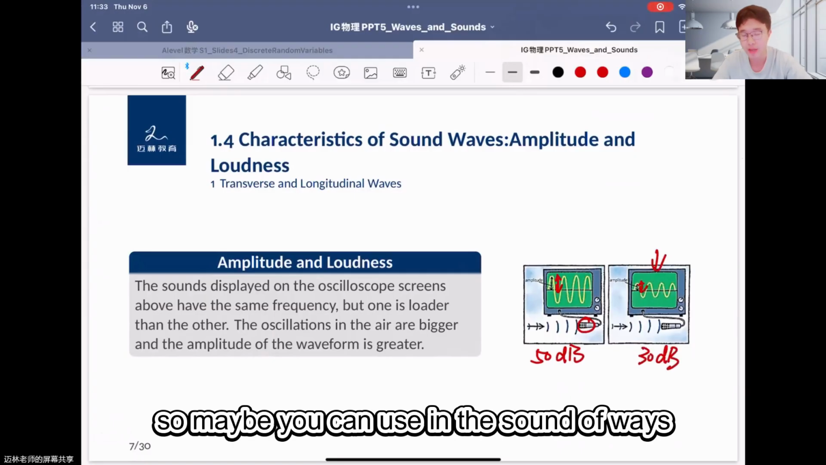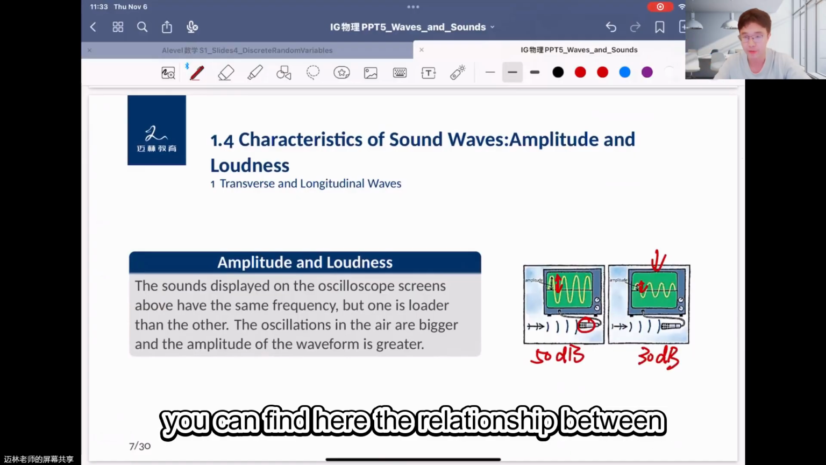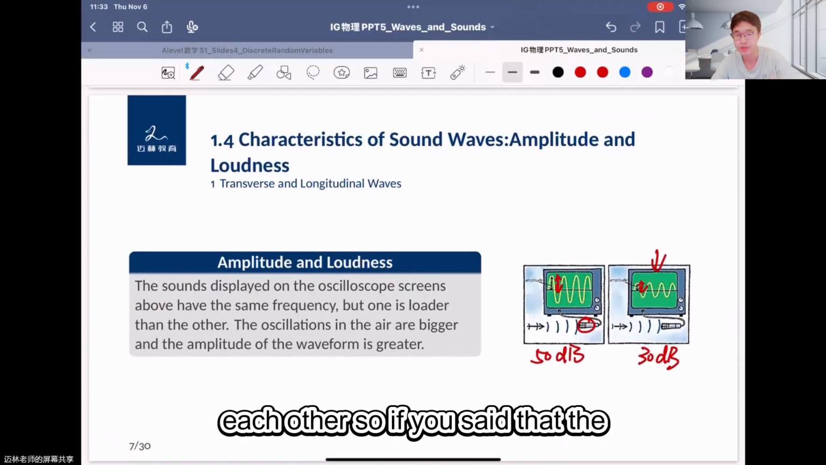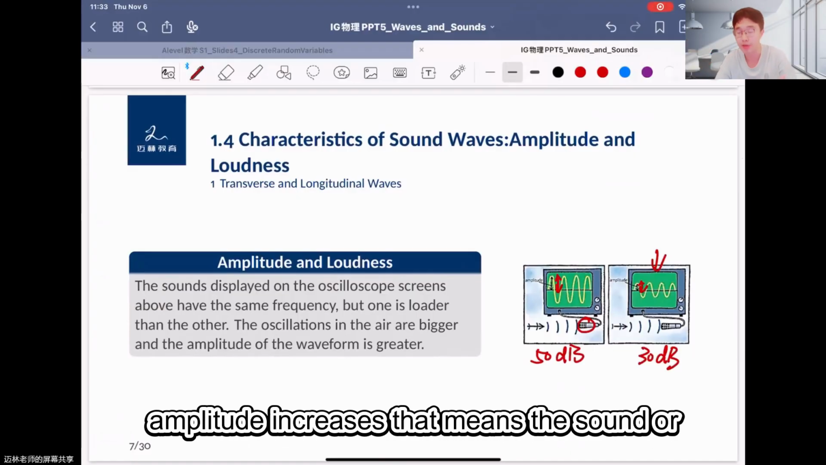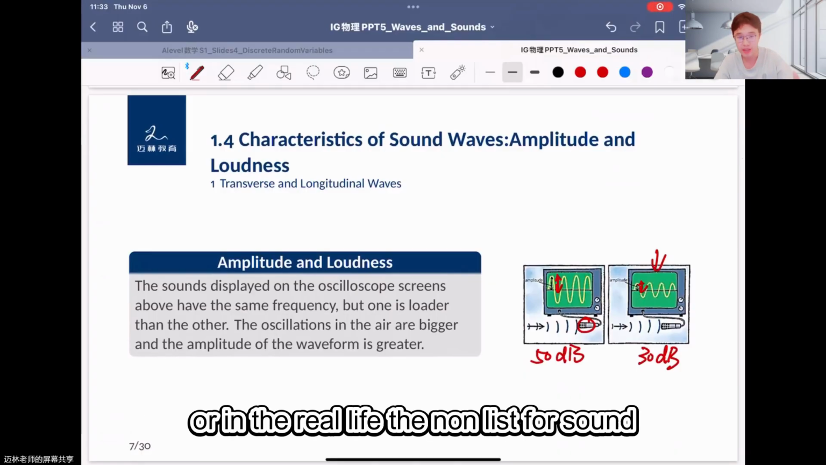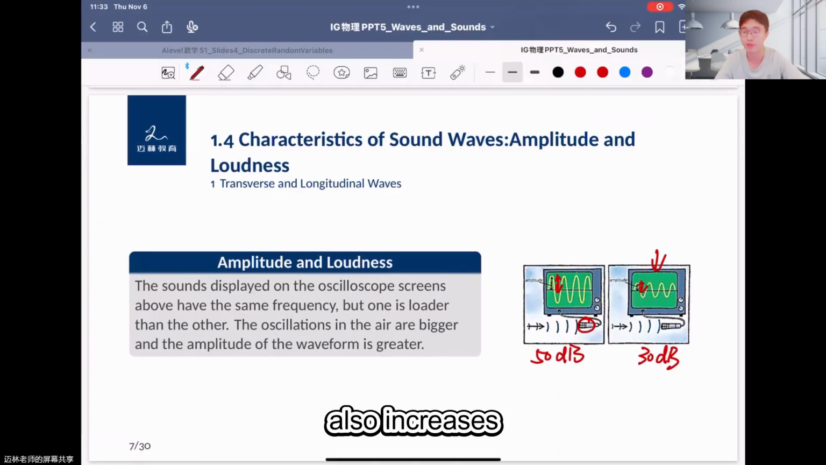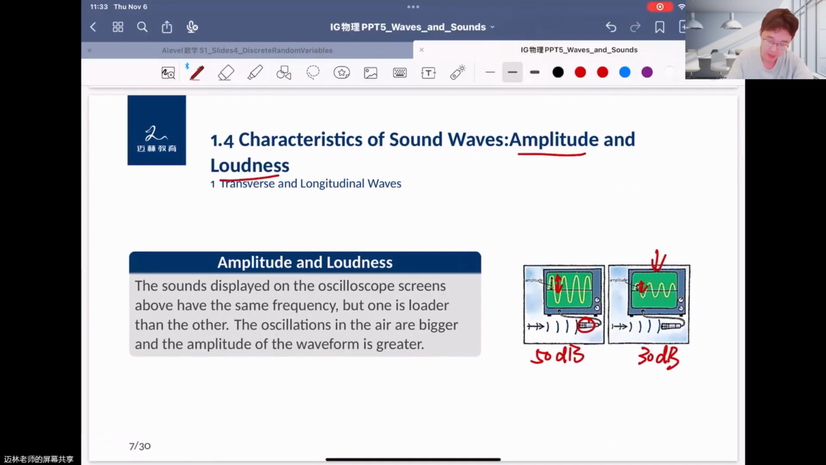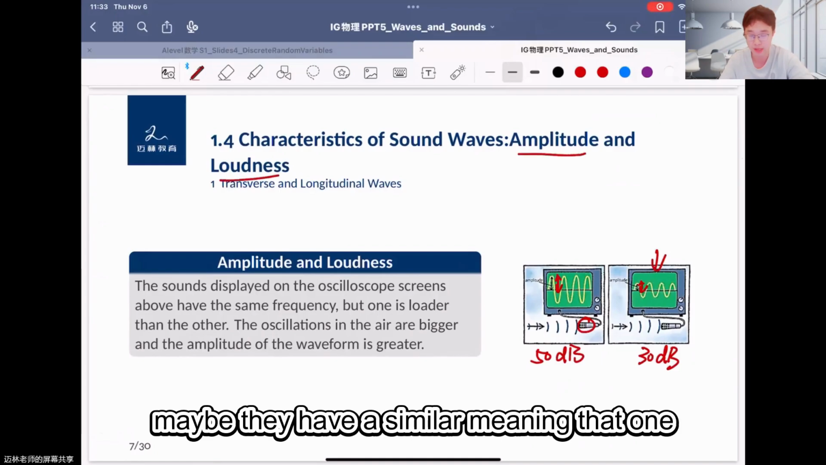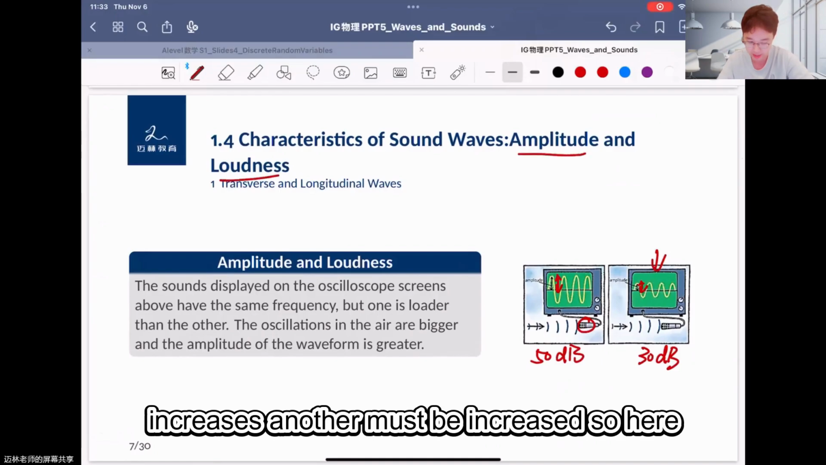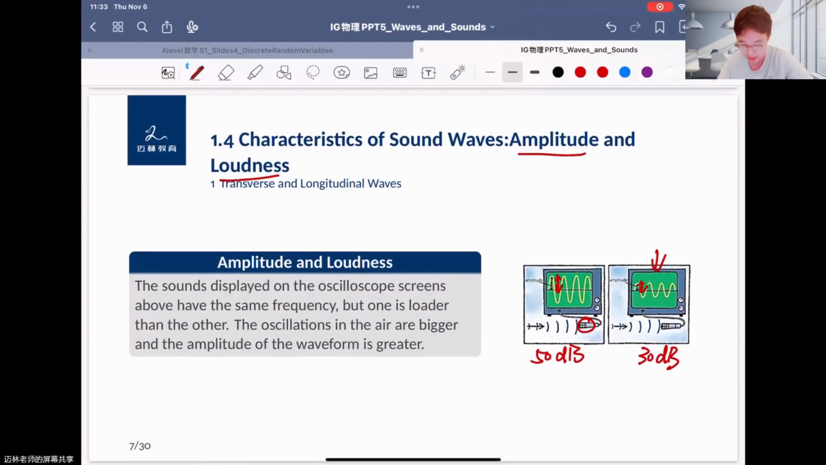So in sound waves, you can find a relationship between them. If the amplitude increases, that means the loudness in real life also increases, okay? So they have a similar meaning: if one increases, the other must increase, okay? So here is for amplitude and loudness, okay?